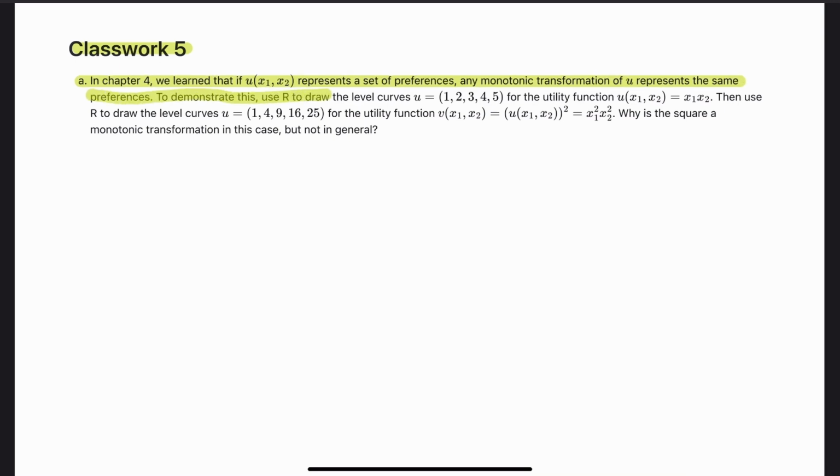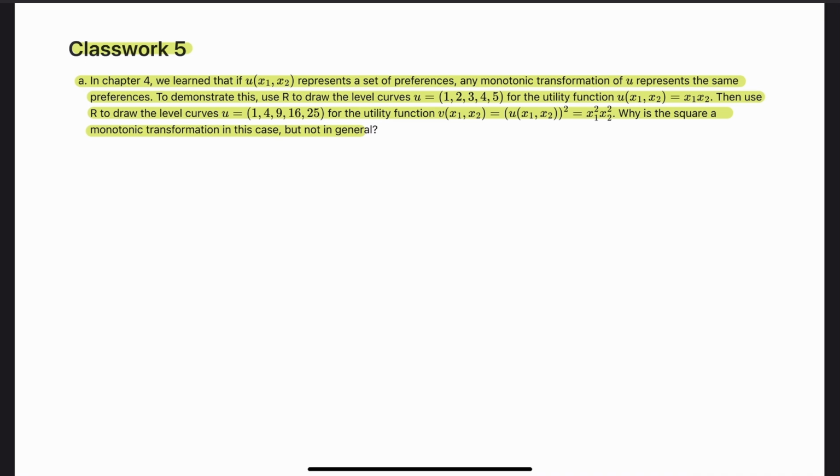To demonstrate, use R to draw the level curves U = 1, 2, 3, 4, 5 for the utility function U(x1, x2) = x1 times x2. Then use R to draw the level curves U = 1, 4, 9, 16, 25 for the utility function V(x1, x2) = U squared, which is x1 squared times x2 squared. Why is the square a monotonic transformation in this case, but not in general?